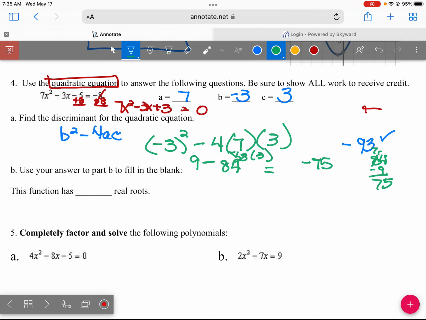Anybody else get -75? Okay. Bjorn, did you see what you did incorrectly? Should be -75. It's still a negative number though, and because it's a negative number, how many real roots are we going to have? Oh, I got +9. It should be +9. I mean, I wrote -9. Oh, okay. How many roots am I going to have? 0 real roots. You will have roots, but they're not going to be real. They're going to be imaginary. Okay? Any questions on that number 4?